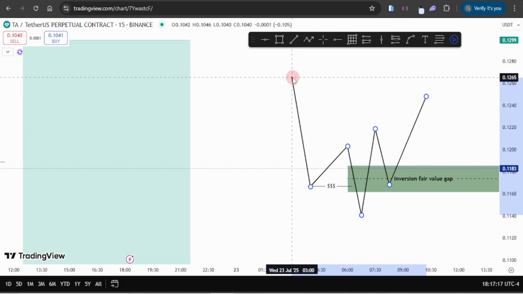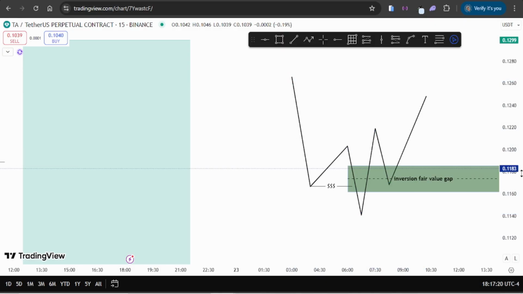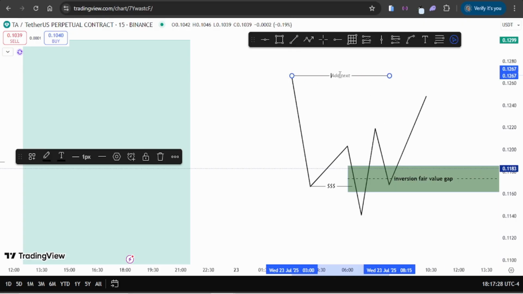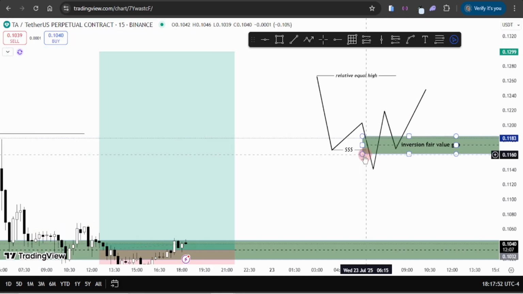So this is a classic buy model, and this is the relative equal high right here. Buy side liquidity, relative equal high, or however you choose to call it, depending on your school of thought. This is what it looks like: a high that is open, literally waiting for price to come and take it out. So this is what our model is.